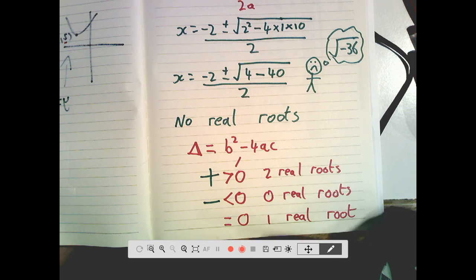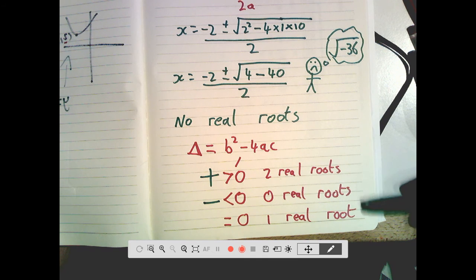So what we'll do is I'll stop the video now, and the next video I upload will be examples where we go through this sort of question and we talk about the nature of the roots.